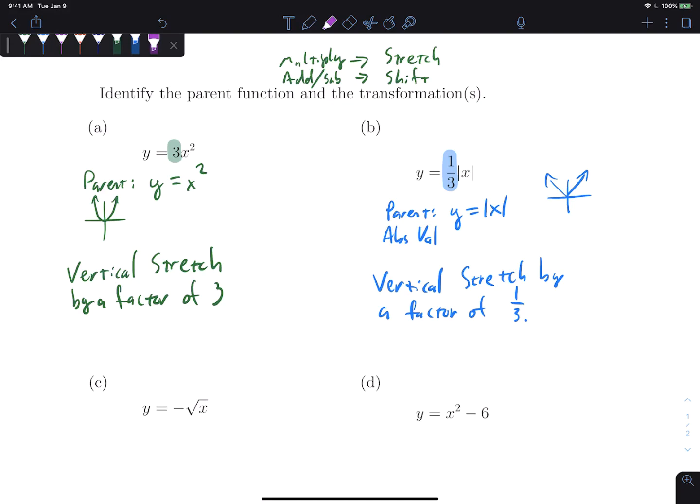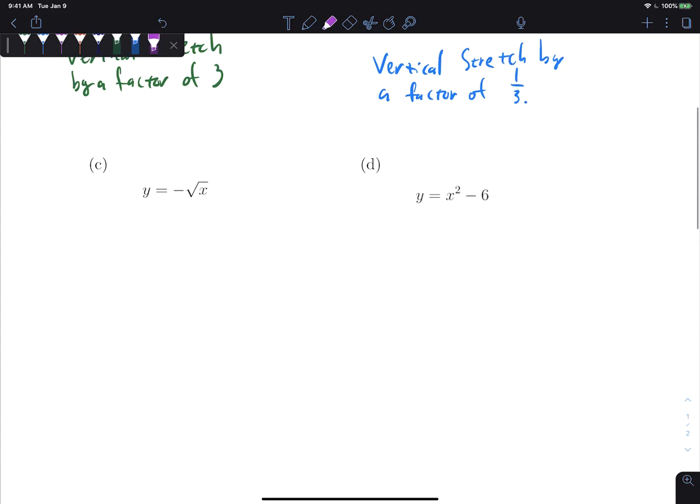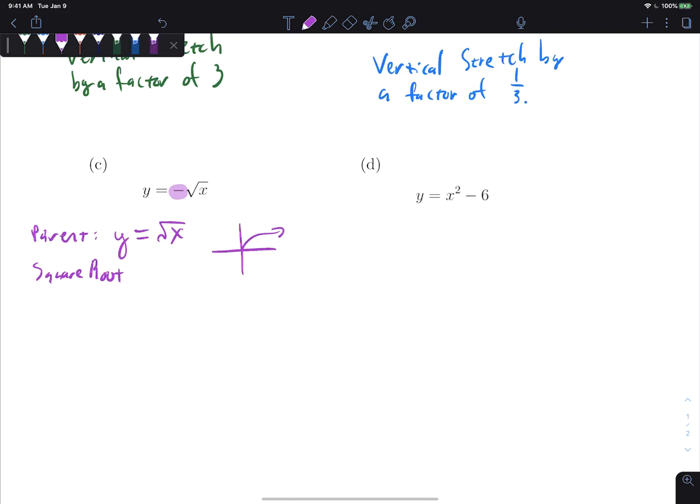Awesome. Next, let's look at letter C. We have y equals negative square root of x. Notice that that negative is the transformation there. The parent function is y equals the square root of x. This is called the square root function, and the parent function looks like this, or at least something like that. Close enough.